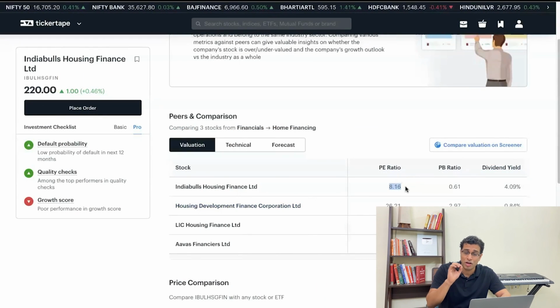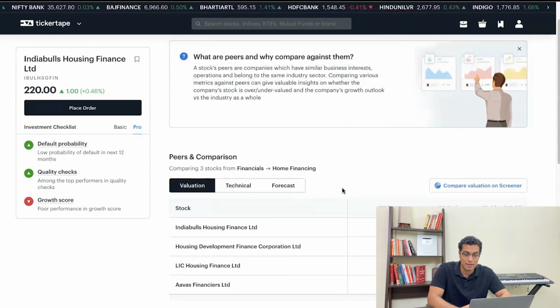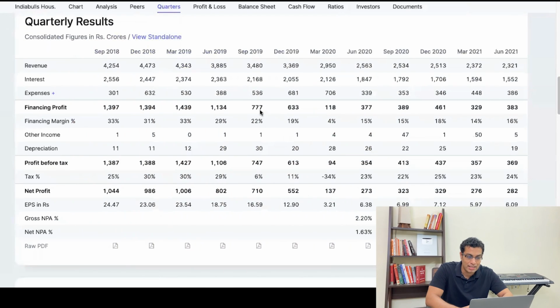I believe that it will continue to grow, and companies like Indiabulls Housing Finance might prove to be a massive bet. So let us do a very quick peer comparison here. You can see that Indiabulls Housing Finance is available at a PE of 8.16. HDFC is at 26, right? So there are a lot of good things happening with this stock. This stock is available at a good price, right? Let us look at the financials of this stock also. If you take a look at the quarterly results, you will see that it's not as if the company is running at a loss, right? It is still very much a net positive company.